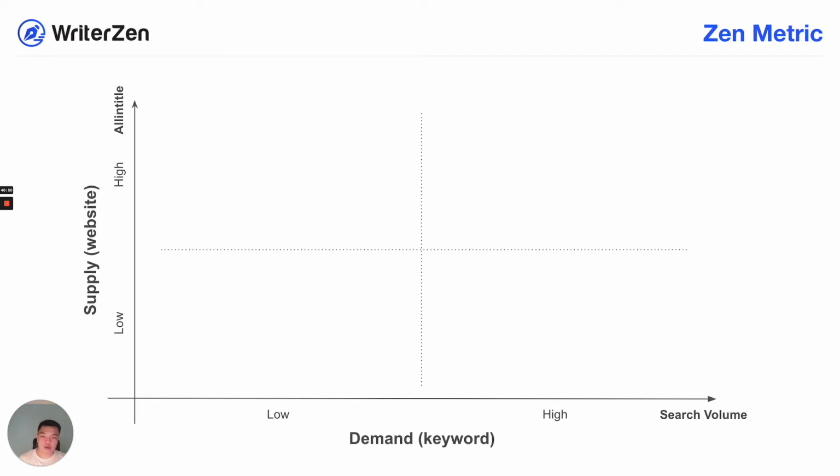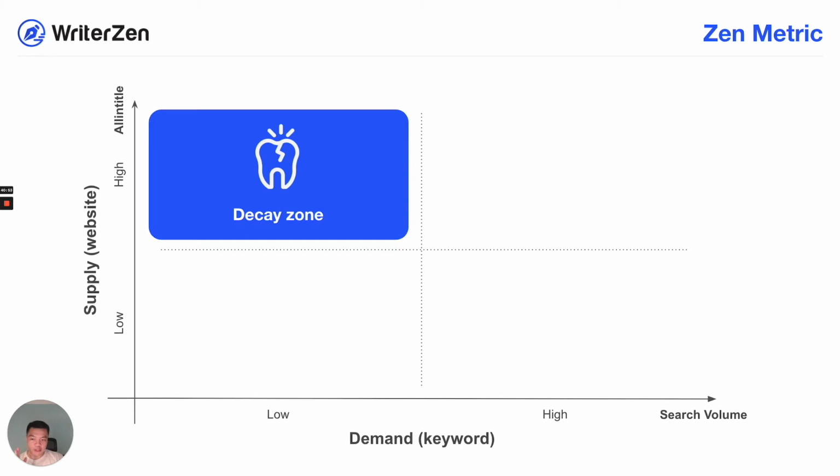And I break them into four different zones. The first zone I call the decay zone. What is the decay zone? It has very low demand, meaning keywords with very low search volume, but very high Untitled. What does it mean? It means these are keywords that have a lot of competition but actually very low demand. Low demand means these are keywords that once were very competitive, once had very high demand.